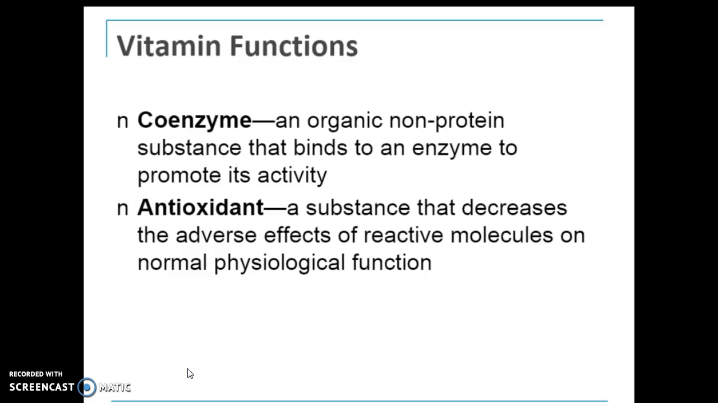Antioxidants are substances that decrease the adverse effects of reactive molecules on normal physiological function. So when we think about antioxidants, antioxidants protect against things that age us, things that cause cancer, things that cause heart disease. Coenzymes allow enzymes to activate, and so they are usually involved in energy metabolism and blood health.